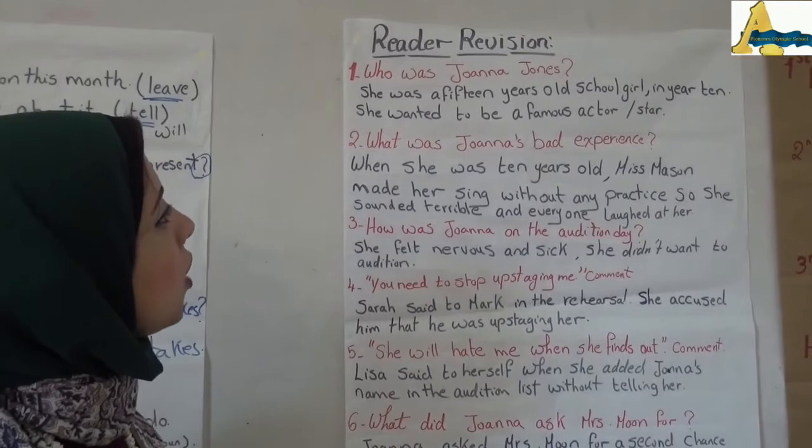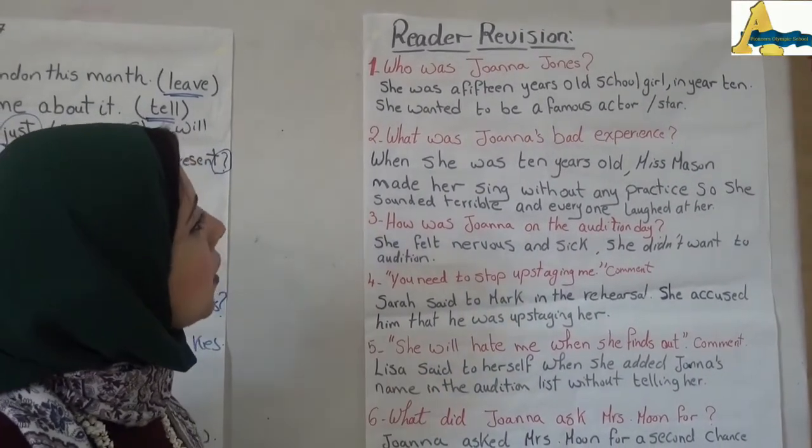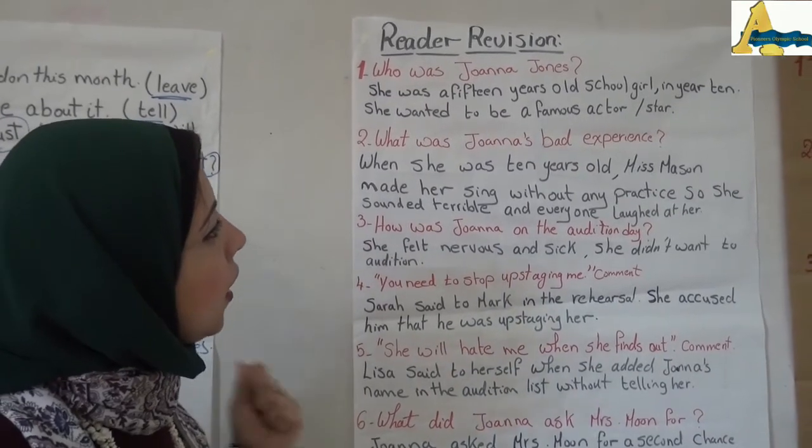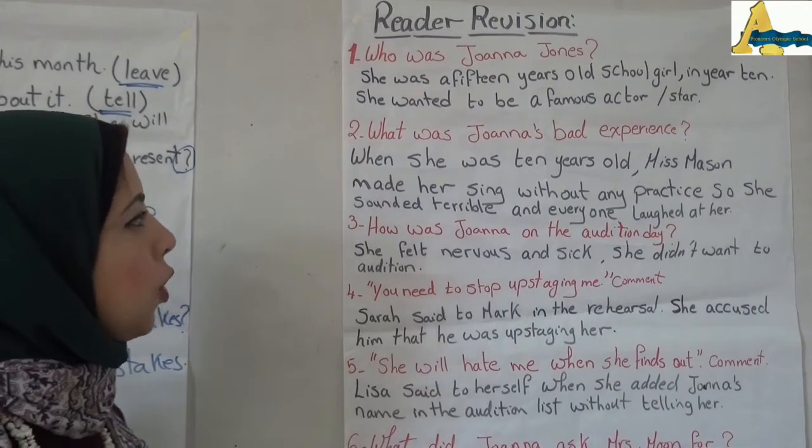Number 1, who was Joanna Jones? She was the main character of the story. She was a 15-year-old schoolgirl in year 10. She wanted to be a famous actor or a star.